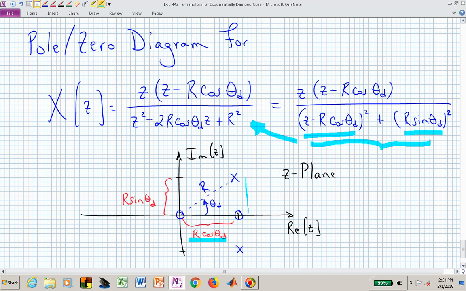And this is another way of writing and thinking about the z-transform of an exponentially damped cosine, and you can compare this z-plane pole zero diagram with its s-plane analog for the continuous time waveform. But I hope this now makes you feel a little bit more comfortable with where, in fact, this z-transform formula comes from.